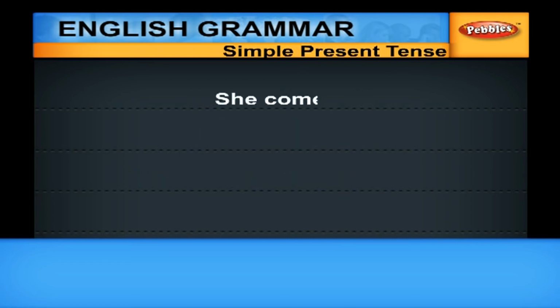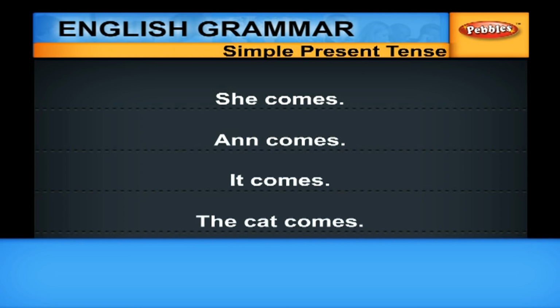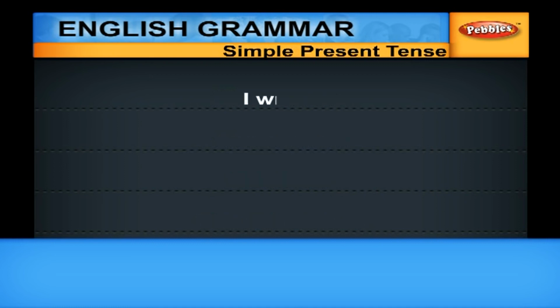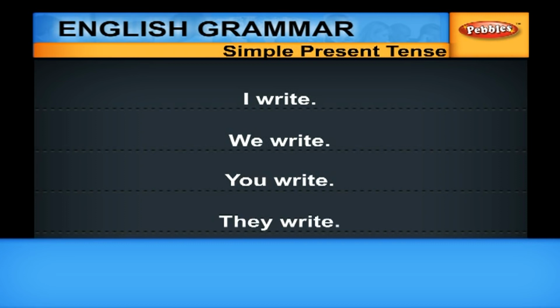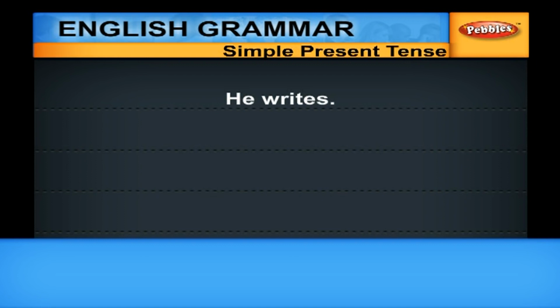She comes or Anne comes. It comes or the cat comes. I write. We write. You write. They write. He writes. She writes. It writes. This is a very basic grammar point. You can't afford to make mistakes in this area.